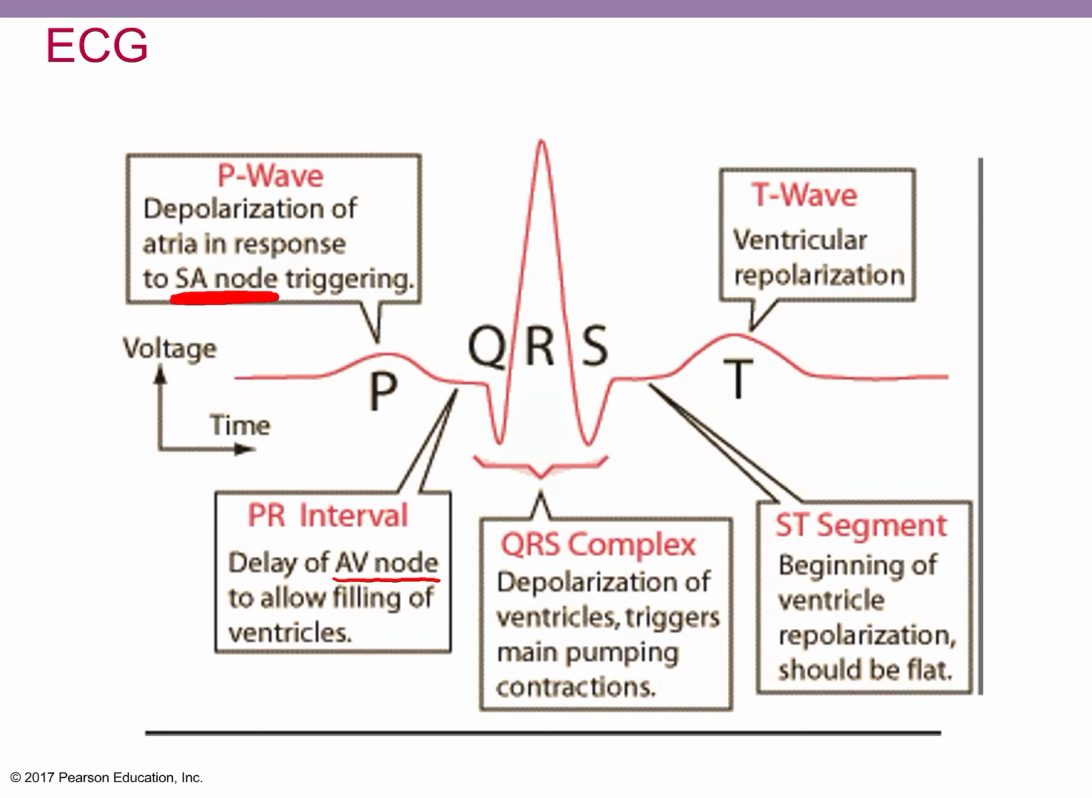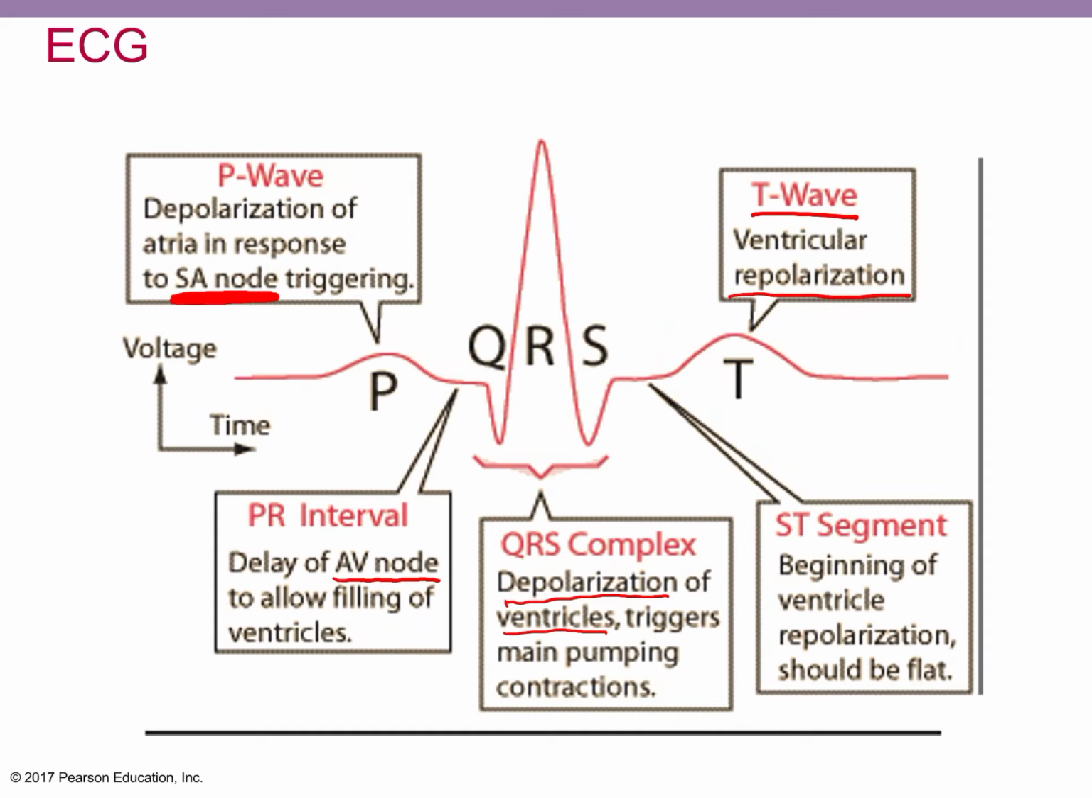Then we have a little interval while the AV node is delayed a little bit, and the ventricles are filling. And then we have a huge QRS complex. So the QRS complex is the depolarization of our ventricles, right? Because our ventricles are the most massive part of our heart. They're going to give the biggest wave of depolarization. And then our last little bump here is the T wave, which is when our ventricles are going to repolarize. So there is a bump for repolarizing.